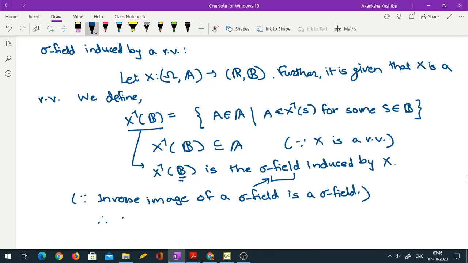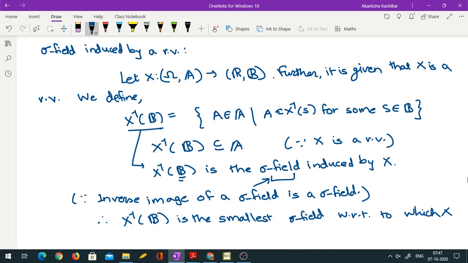Okay, now what is the peculiarity of the sigma field induced by a random variable? It does not contain any other extra sets. It contains only the inverse images of the Borel sets under that particular random variable. Okay, therefore we can also say that X inverse of B is the smallest sigma field with respect to which X is measurable or X is a random variable.